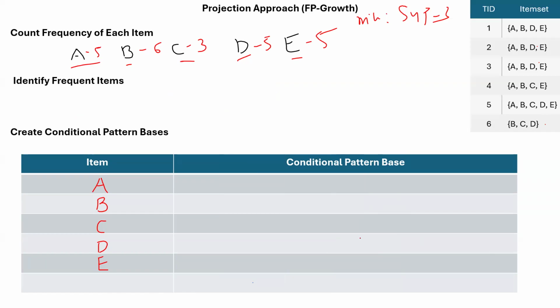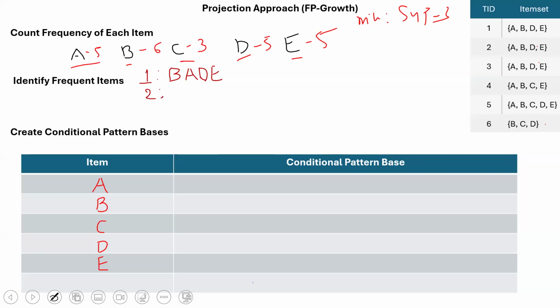Rearranging the transactions means, for transaction 1, what is the item with highest frequency? B is the item with highest frequency, right? So that comes first. And what is next? A, D, E have the same frequency. So B, A, D is the order. As B has highest frequency, it comes first. And then A has 5, D has 5, E has 5. As all three are equal, we just write them as is.